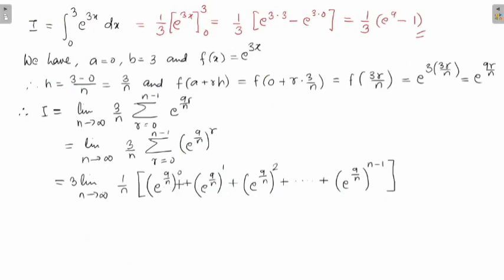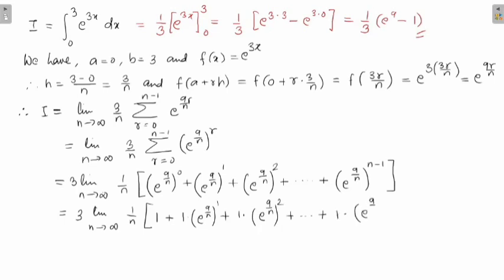First and foremost, let me simplify this even more. We have the limit n tends to infinity of 1 by n. Anything to the power 0 is 1, plus we have this thing. Can I write this as 1 into e to the power 9 by n whole to the power 1? Similarly, I'll write this as 1 into e to the power 9 by n whole square, and it continues, up to 1 into e to the power 9 by n whole to the power n minus 1.